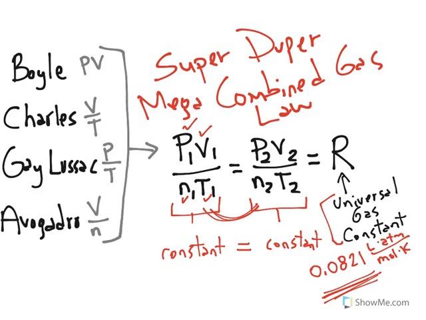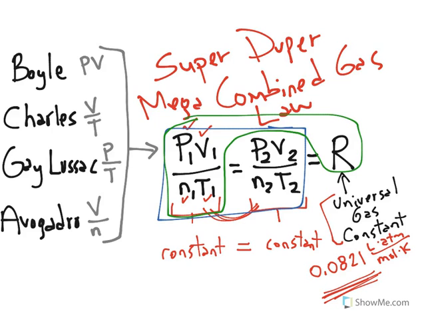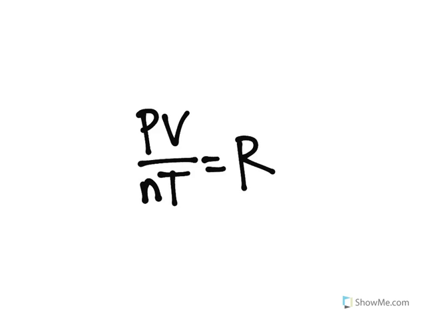And I'm actually not going to have you solve problems using this relationship here. Instead, I'm going to have you use this relationship, PV over NT, and we're going to include that R. So we're basically just replacing the change with the constant. I know that looks super gross, so we'll clean it up right now. PV over NT equals R.